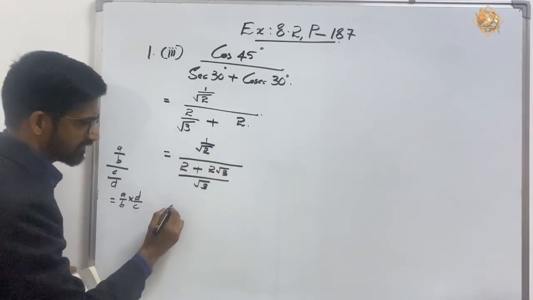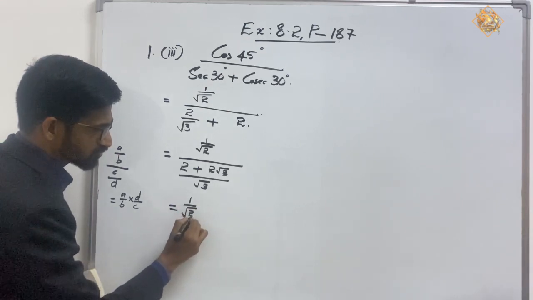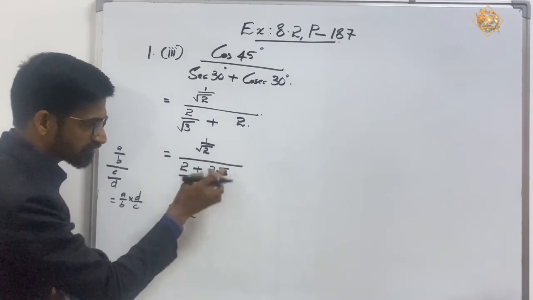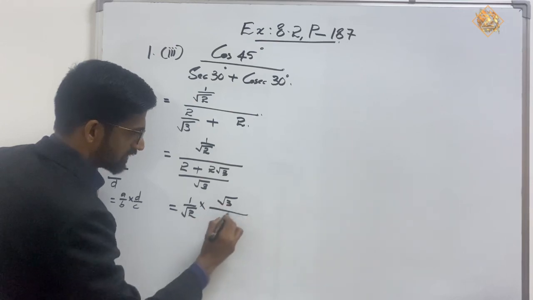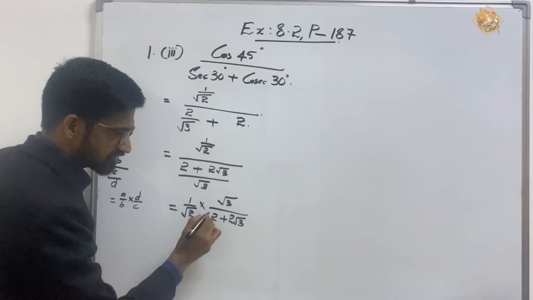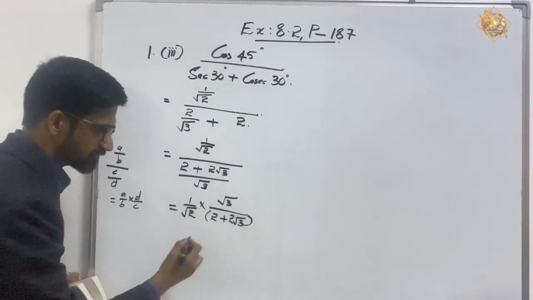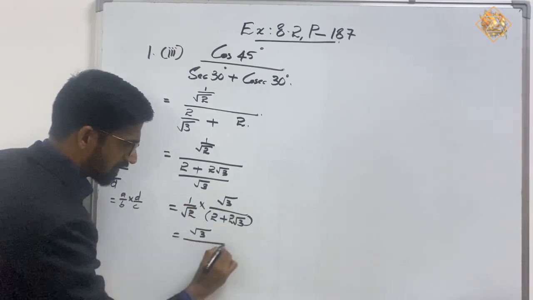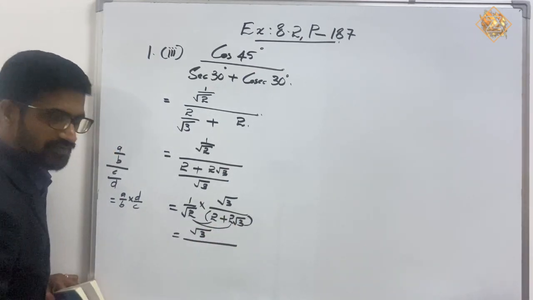Similar way, here we will take the reciprocal of the denominator. 1 by root 2 will be multiplied with the reciprocal of the denominator. What is the reciprocal of the denominator here? That is root 3 by 2 plus 2 root 3. Here since two terms are there, we'll just put a bracket. Okay, next step, 1 into root 3, which is root 3 by this root 2, we will multiply to the bracket. Okay, we'll open the bracket.